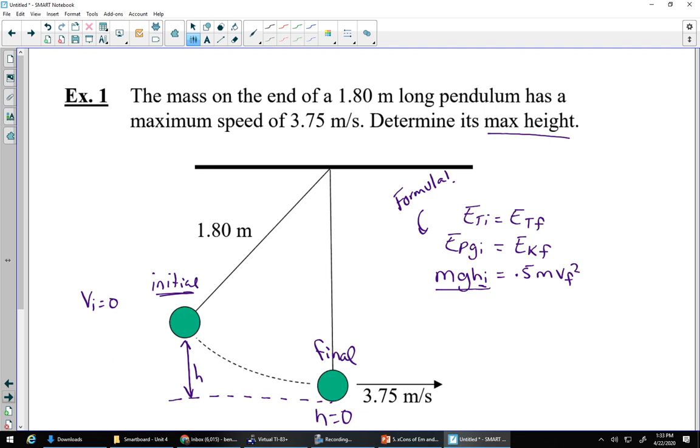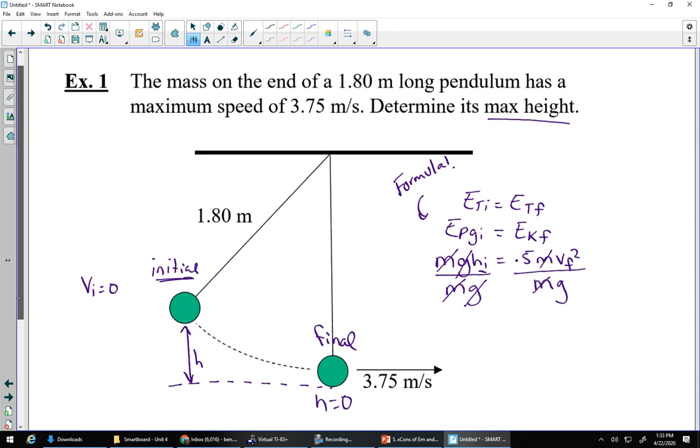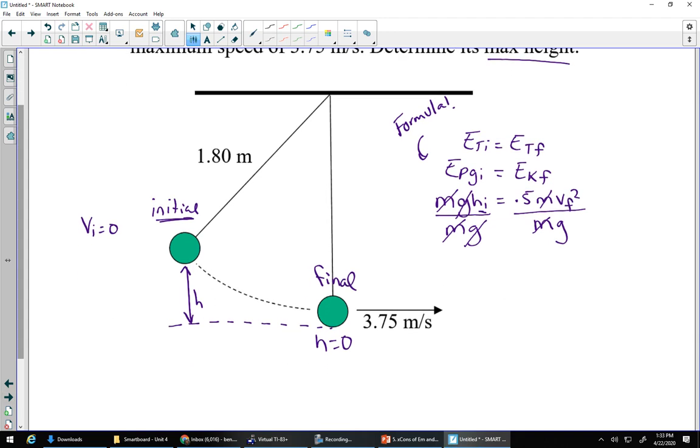So that means I need to divide both sides, dividing by m and g. Divide both sides by m and g. And then look what happens. Mass divided by mass cancels. Gravity divided by gravity, it cancels. And on the other side, I've also got mass divided by mass, so it canceled. Did I even need that mass? Not really, right? It cancels out, and we'll see that it's going to cancel out time and time again here.